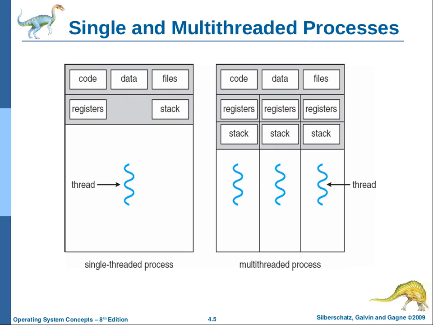Again, with a thread, you just have registers and the thread stack. And then the code is shared, the data is shared, any files that are open are shared, as well as any system resources. Really, it's sharing everything it possibly can.